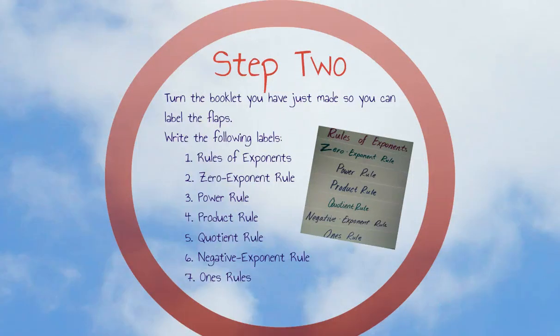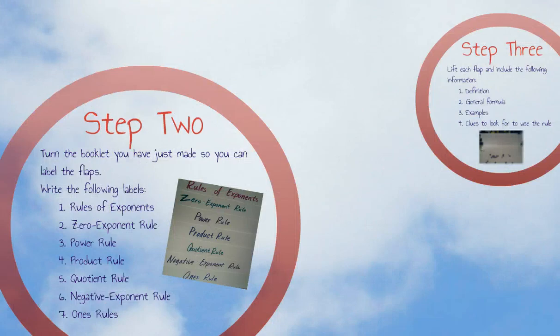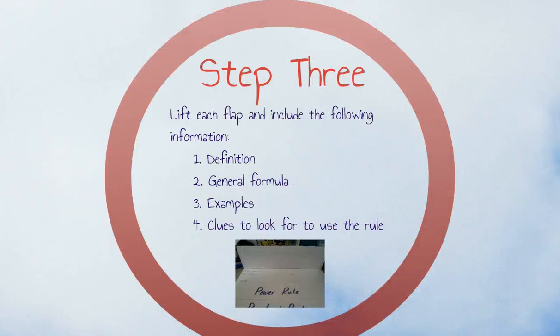Step 2. Turn the booklet vertical so that you can begin to label the flaps. Write the following labels: rules of exponents, zero exponent rule, power rule, product rule, quotient rule, negative exponent rule, ones rules. I have provided an example to show you what we're doing.